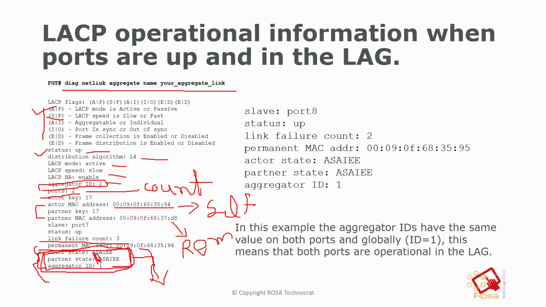In the same way, here it was showing port number 7, which is one of the members. The other port I have as slave port 8, which is also up, and there also the state is ASAI. So both interfaces are now part of the lag, and you can see everything here. The important command to troubleshoot a lag interface is diag netlink aggregate. Okay, let's continue.